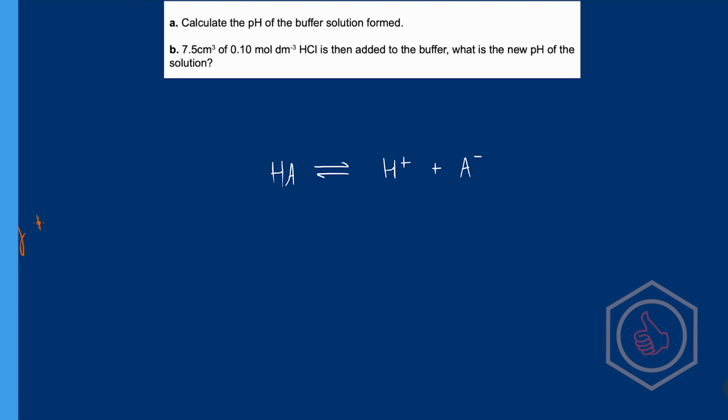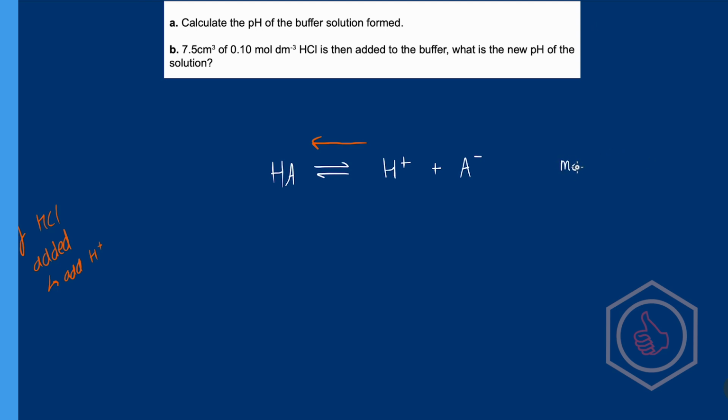Now, if HCl is added, what we really do is add H+ ions because the HCl dissociates to release H+ ions. If we increase the moles of H+ here, the position of equilibrium will shift to the left. So more A- will combine with H+ to form HA. This will decrease the moles of A- and it will increase the moles of HA. The moles of H+ added will be the same as the moles of HCl added.